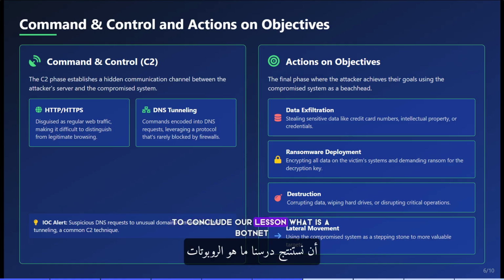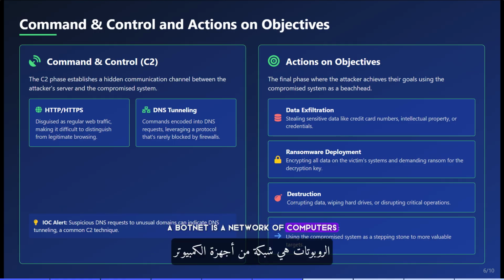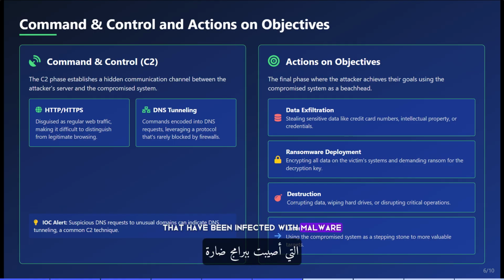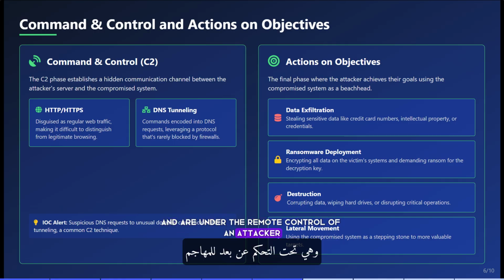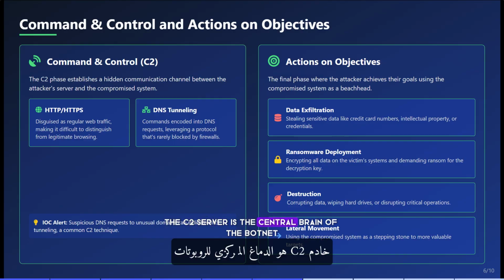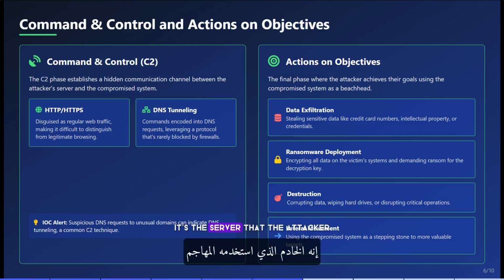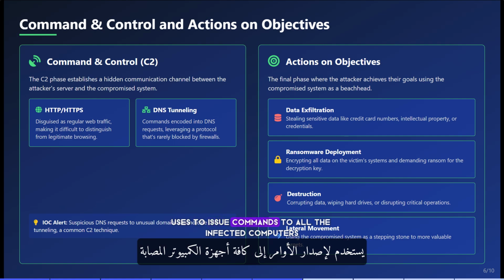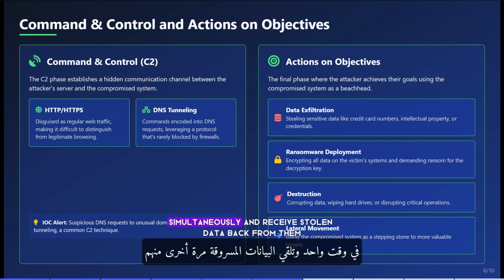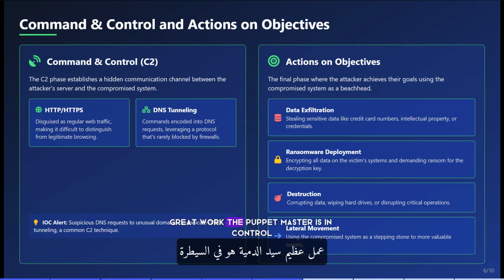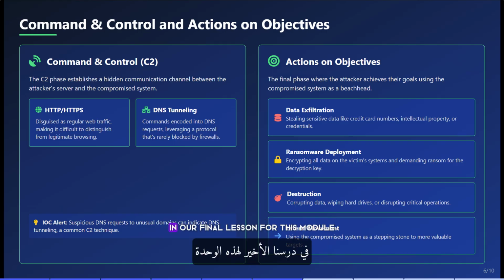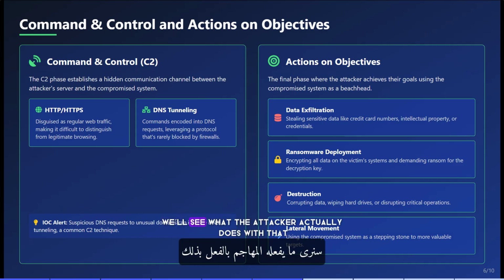To conclude our lesson, what is a botnet and what is the role of the C2 server within it? A botnet is a network of computers that have been infected with malware and are under the remote control of an attacker. The C2 server is the central brain of the botnet. It's the server that the attacker uses to issue commands to all the infected computers simultaneously and receive stolen data back from them. Great work! The Puppet Master is in control. In our final lesson for this module, we'll see what the attacker actually does with that control.